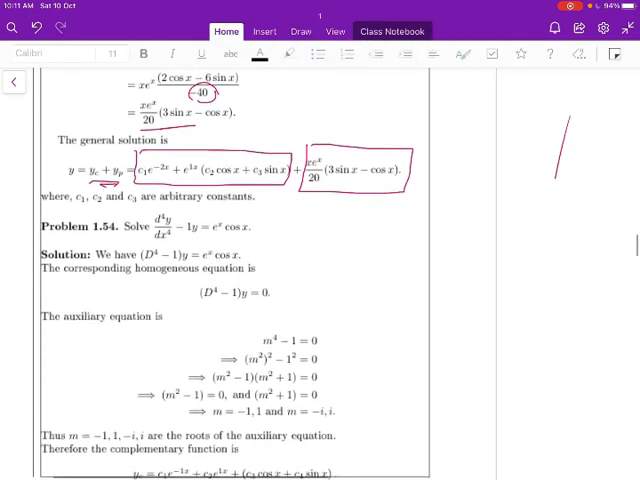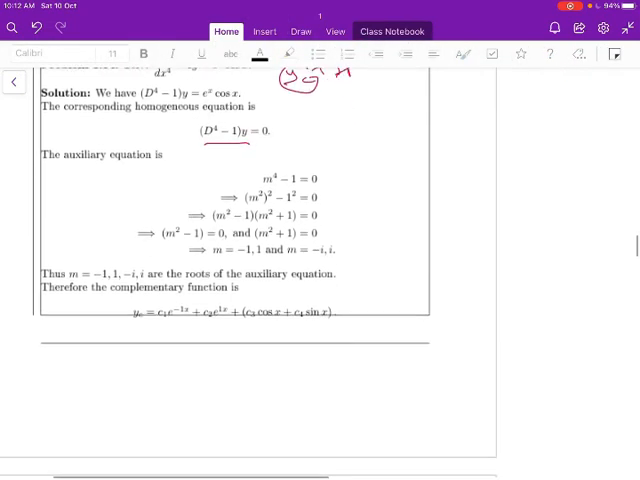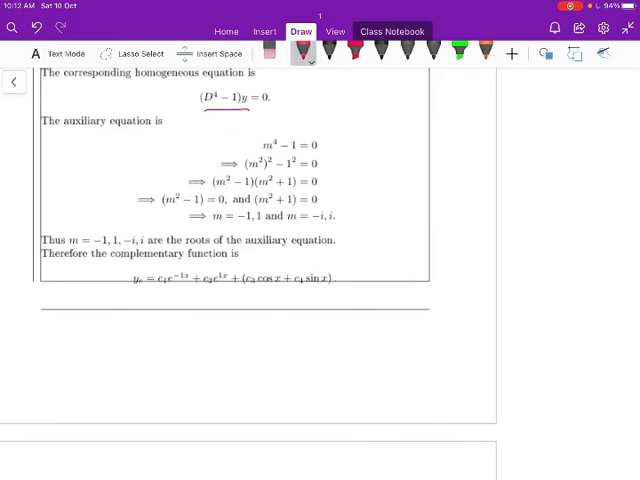Okay, so let us move to the next problem. Solve d to the power of 4 y by dx to the power of 4 minus y equals e power x cos x. So this being a non-homogeneous linear differential equation, the general solution is yc plus yp. To find yc, consider the homogeneous differential equation. So write the auxiliary equation, m to the power of 4 minus 1 is equal to 0.